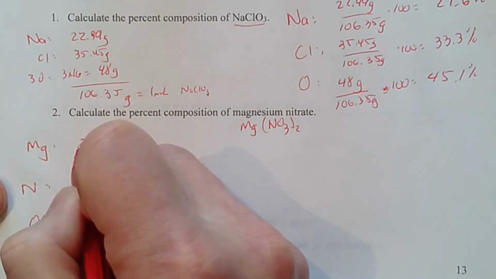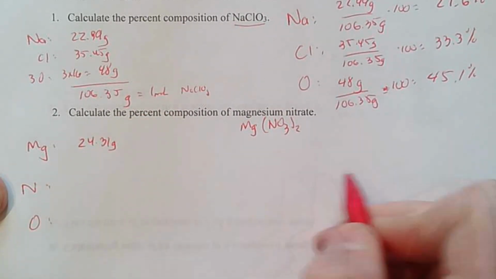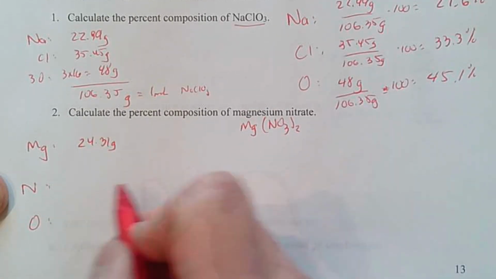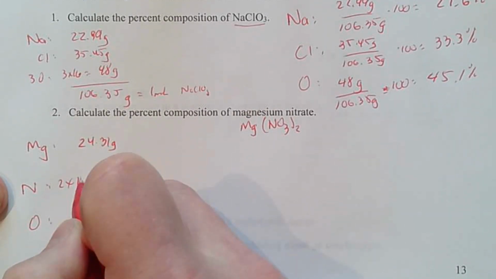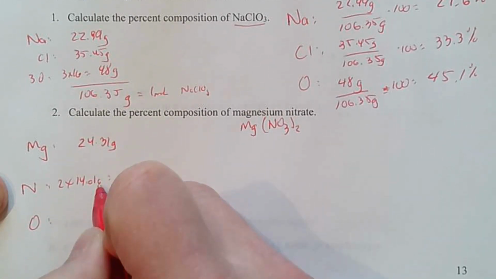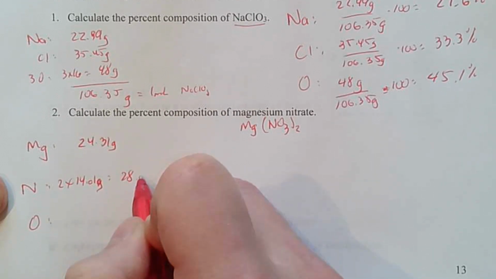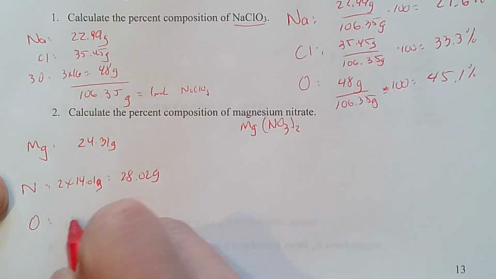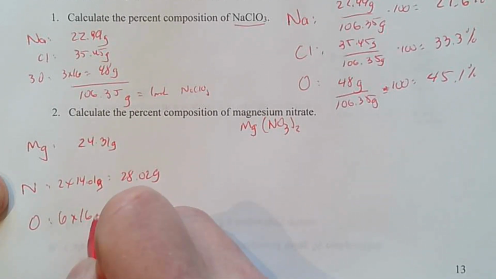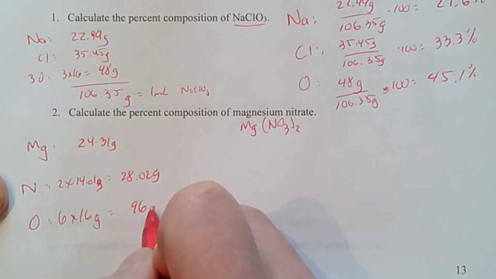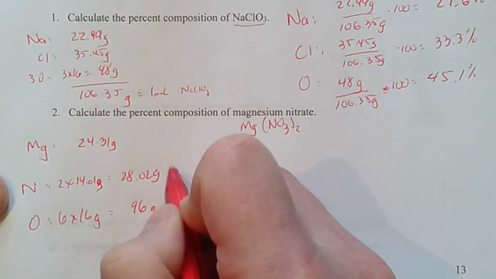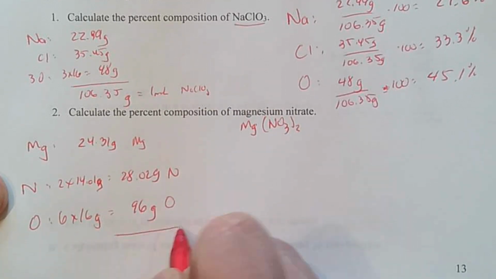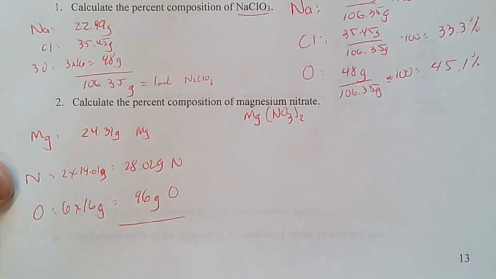We've got 1 magnesium, that's 24.31 grams. We've got 2 nitrogens, 2 times 14.01 grams is roughly 28.02 grams of nitrogen. And then we've got 2 times 3, or 6 oxygens, 6 times 16, or roughly 96 grams from the oxygen. So we get our total molar mass. We add those 3 things up.